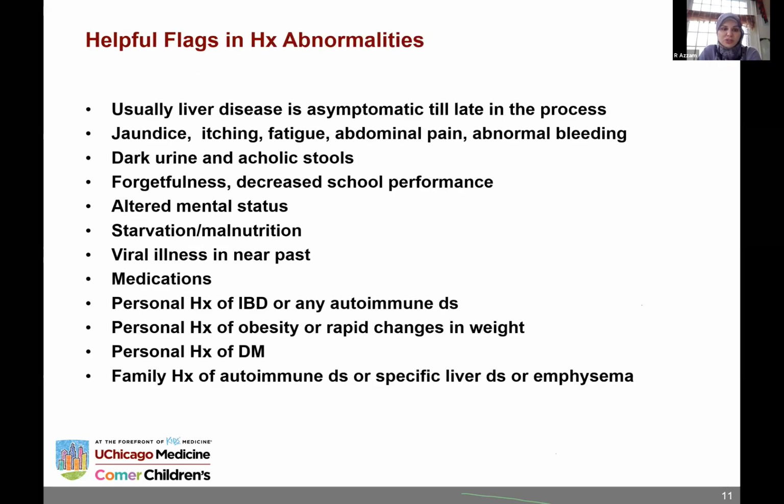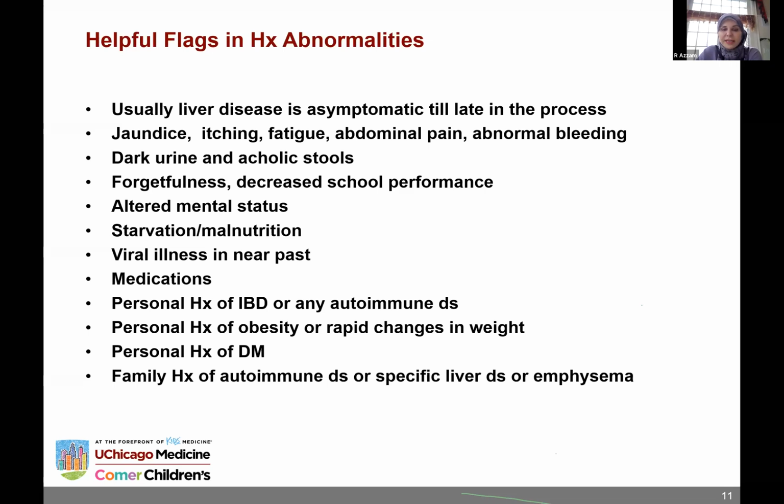All right. Flags on the history that will make you think of certain liver diseases more than others. So remember that liver disease does not have symptoms. It's usually asymptomatic. Though we say fatigue is maybe the most common symptom, but fatigue is shared by many diseases and no medical problems as well. If the patient has jaundice or itching, fatigue, abdominal pain, abnormal bleeding, then you'll definitely have to be thinking about the biggest categories of liver disease, and then you will go down that route rather than thinking about some other organ in the body.